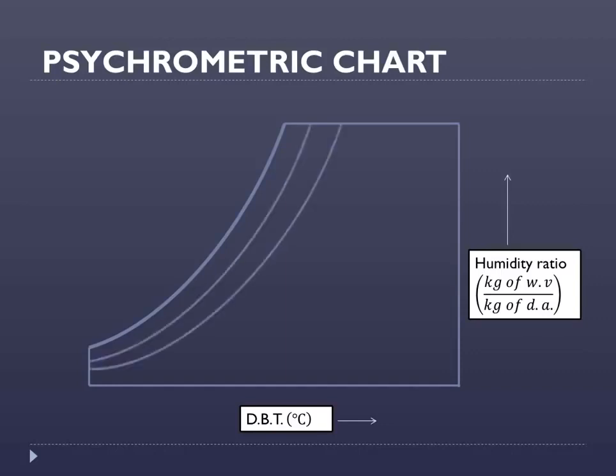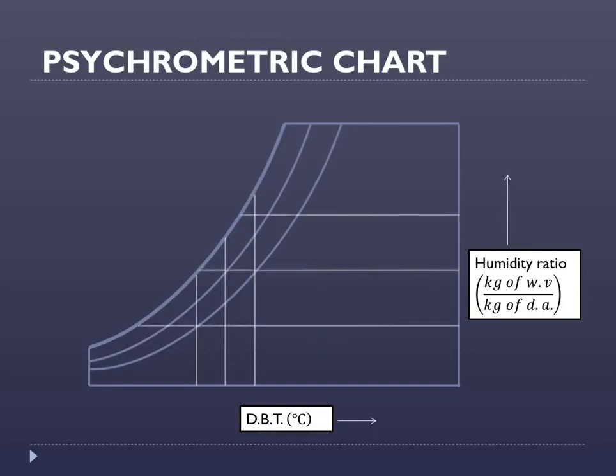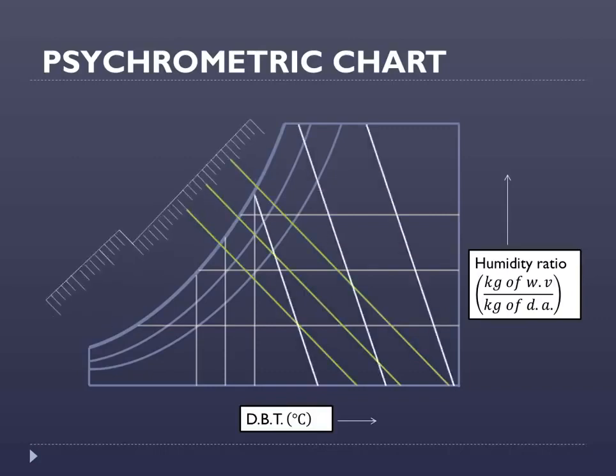These are the relative humidity lines. Vertical lines represent the dry bulb temperature in centigrade, and these horizontal lines represent the humidity ratio in kg of water vapor or kg of moisture per kg of dry air. These inclined lines indicate the wet bulb temperature of the air. We have the specific enthalpy scale located at this particular point.